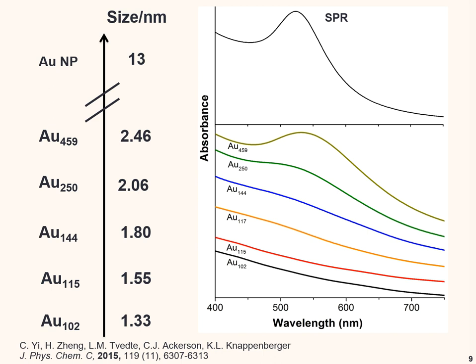What we see here are the absorption spectra for all the different nanoparticles. For the 30 nanometer size gold nanoparticle, we saw a very strong surface plasmon resonance at about 530 nanometers. But when the size decreases, this peak gradually disappears. So we could say the onset of surface plasmon resonance happens between 1.3 nanometers and 2.5 nanometers.